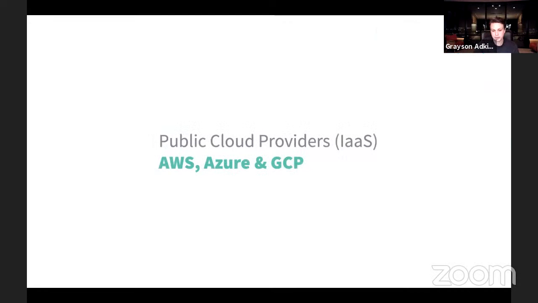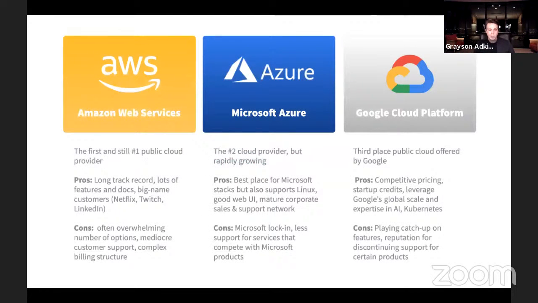So first, we'll talk about the public cloud providers that you probably have heard of. AWS, of course, is the first and still number one public cloud provider. In my opinion, these are all opinion-based. You may have different takes on it, but this is my observation, having dealt a little bit with all of them, some to a greater degree than others.